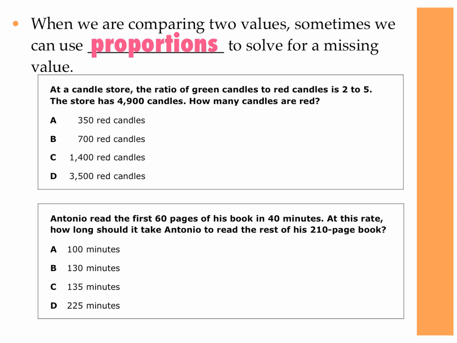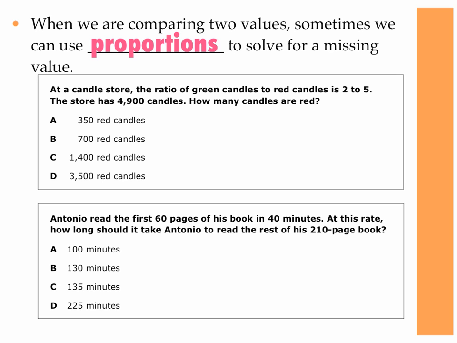I'm not a huge fan of this question, just FYI, because we have to assume that this candle store only carries green and red candles, which, if you think about it, would not be a smart choice if that's all you were selling. So it tells us the ratio of green candles to red candles is 2 to 5, which means for every 2 green candles, there are going to be 5 red candles. It also tells us the store has 4,900 candles. That means for both red and green candles, there's 4,900.